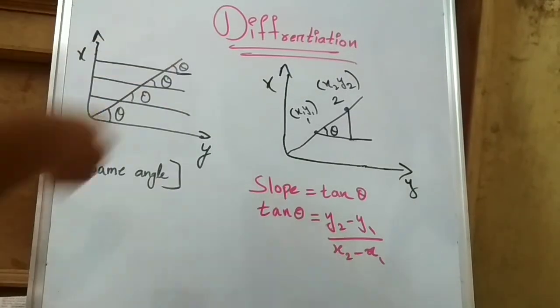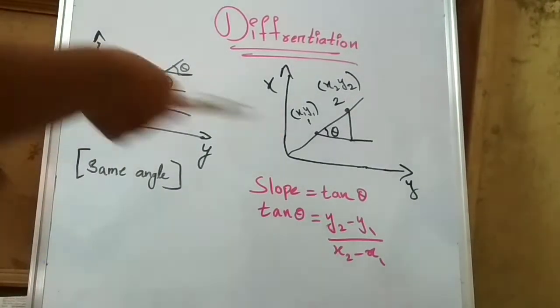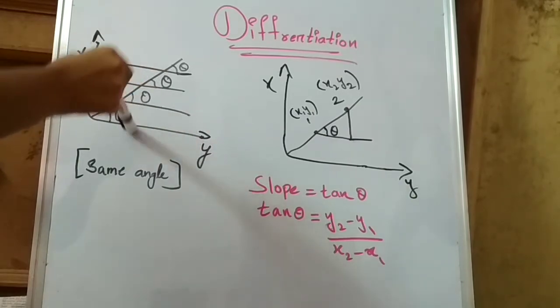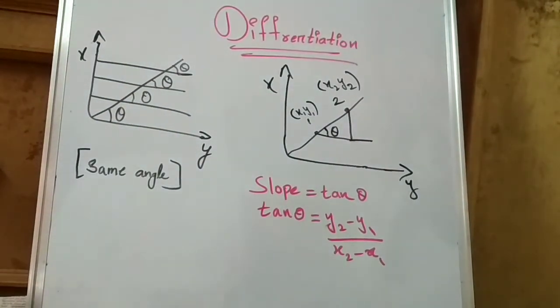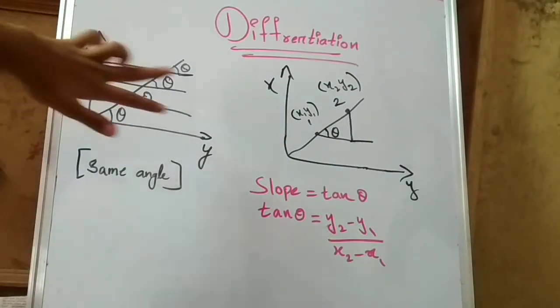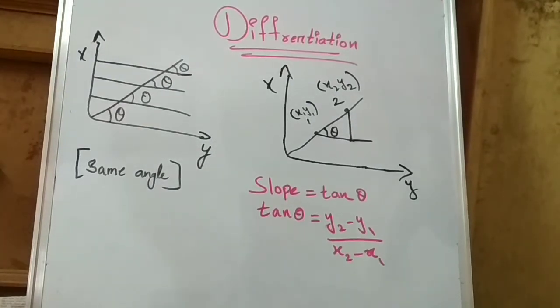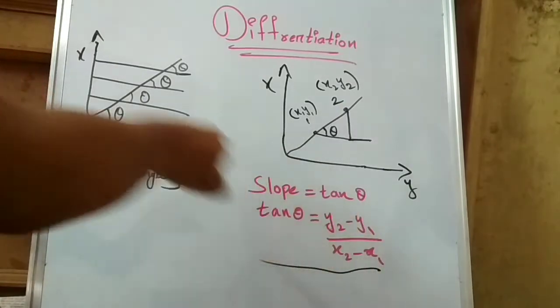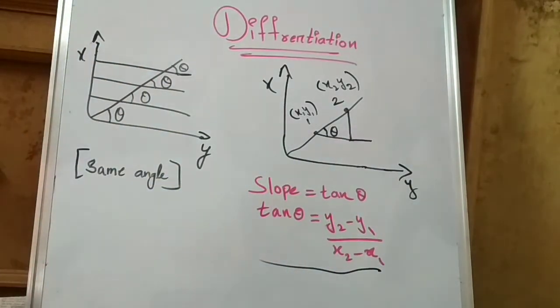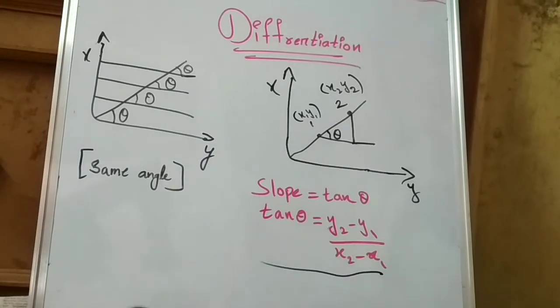So this is a uniform graph where the angle is equal. See, the angle is equal, so we have the same angle. If you draw a tangent and magnify, point 1 will become x1, y1 and point 2 will be x2, y2. Now we need to find the slope. Slope is equal to tan theta, and tan theta is equal to y2 minus y1 by x2 minus x1. By this we can solve all our problems. This is for uniform; now we will check non-uniform.